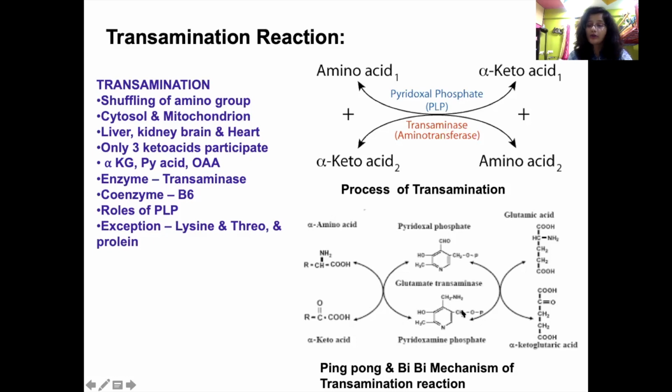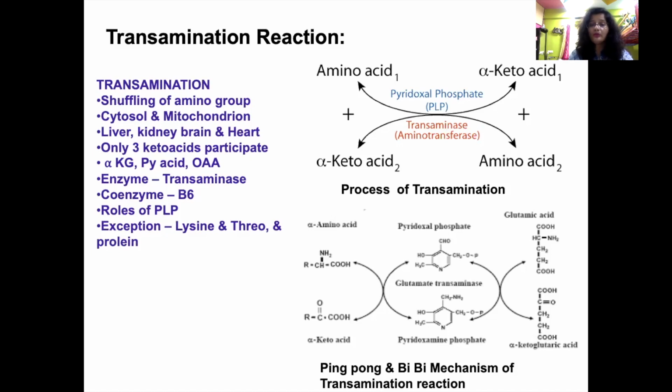Now this pyridoxamine phosphate gives its amino group to another keto acid like alpha ketoglutaric acid, and there is formation of glutamic acid and pyridoxal phosphate is regenerated. So this pyridoxal phosphate acts like a shuttle base here, because it holds the amino group of this amino acid for some time, and then it donates it to another keto acid. And this mechanism is also known as the ping pong or bi-bi mechanism of the transamination reaction.